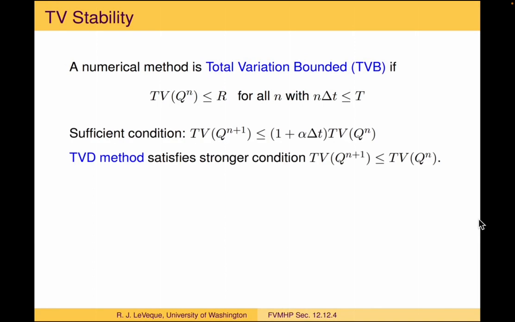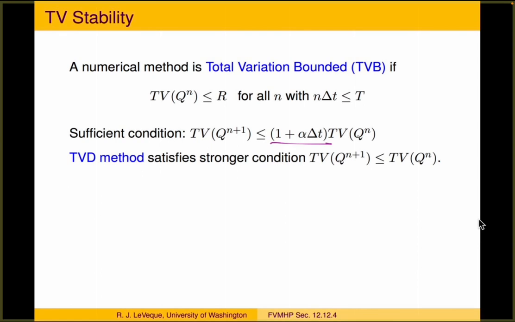So a sufficient condition would be if we have the total variation at each time step, if we could show that that's bounded by the total variation at the previous time step multiplied by some factor 1 plus alpha delta t, where alpha is independent of delta t, then as delta t goes to 0, we could iterate with this and see that we get the final total variation is bounded by e to the alpha capital T times the total variation of the initial data, for example, would come out of this sort of bound.